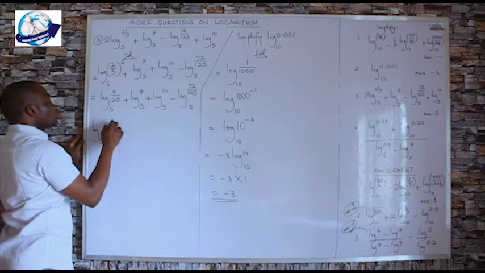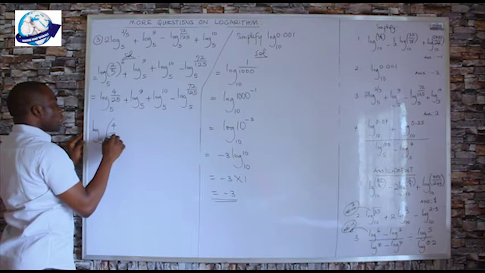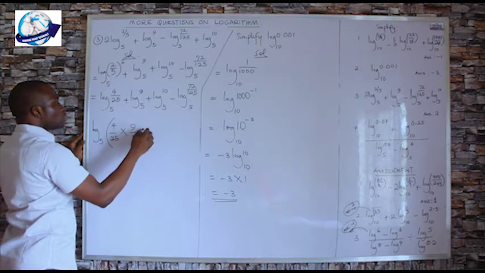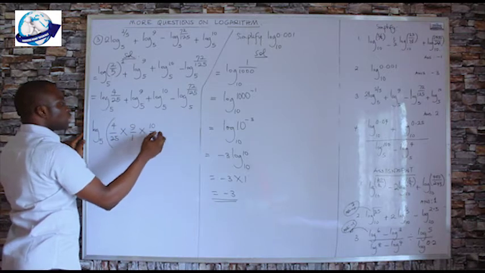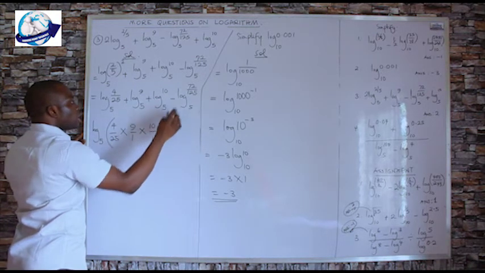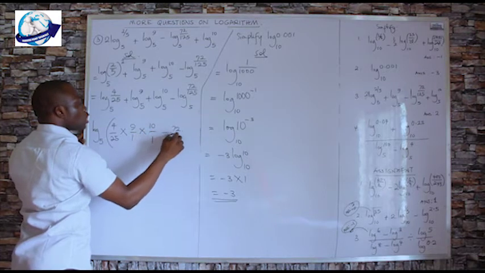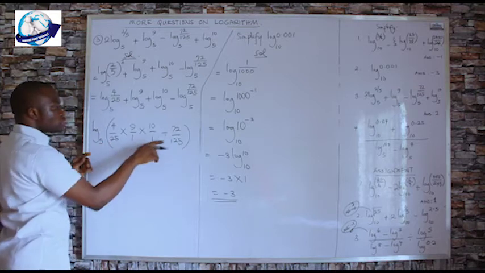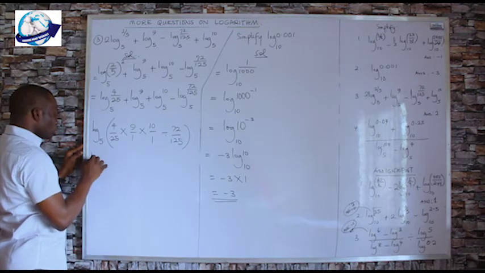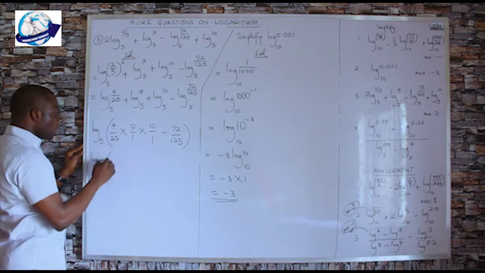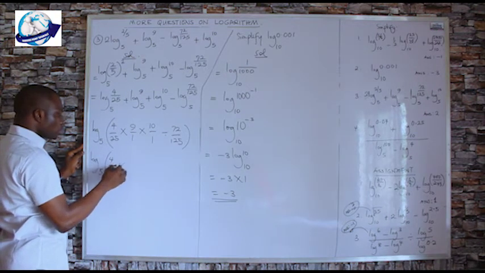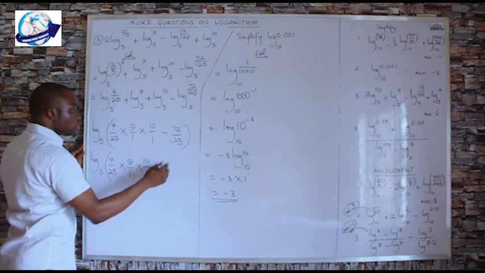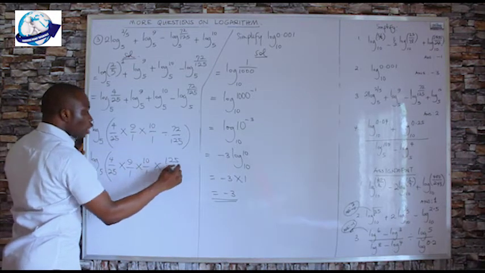So what do you say? You say 4 all over 25, now multiplied by 9 all over 1, times what again? 10 all over 1. Now the minus sign says divide by 72 all over 125. So let's change division to times and do our inversion. That's logarithm base 5, open the bracket, 4 all over 25 multiplied by 9 all over 1 multiplied by 10 all over 1 times, go up and down, 125 all over 72.